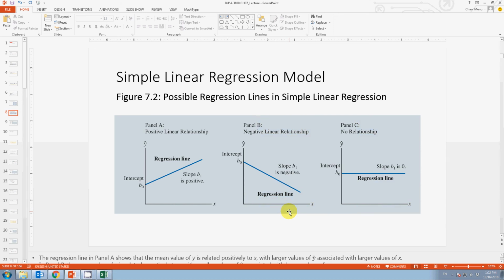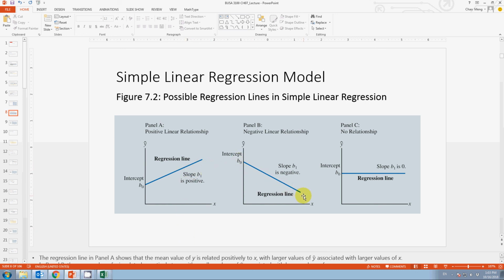For simple linear regression, we have three scenarios. The first figure shows a positive linear relationship. We have the x variable and the estimated y value. If you see the line, the regression line is positive, meaning that the slope b1 is a positive value. Some examples could be your investment in marketing or promotion. The more money you put in your advertisement or promotion, the higher revenue will become. So that's a positive relationship.